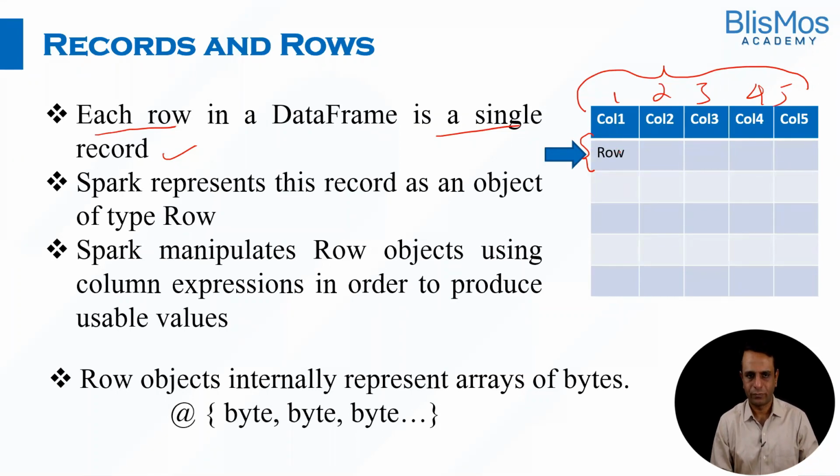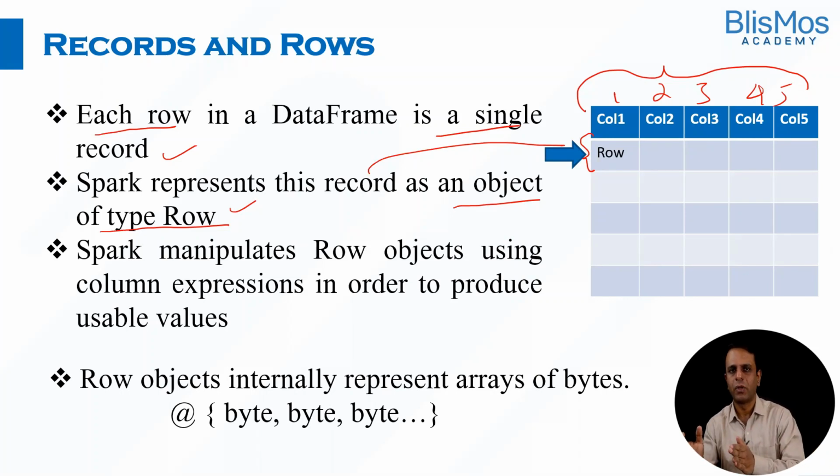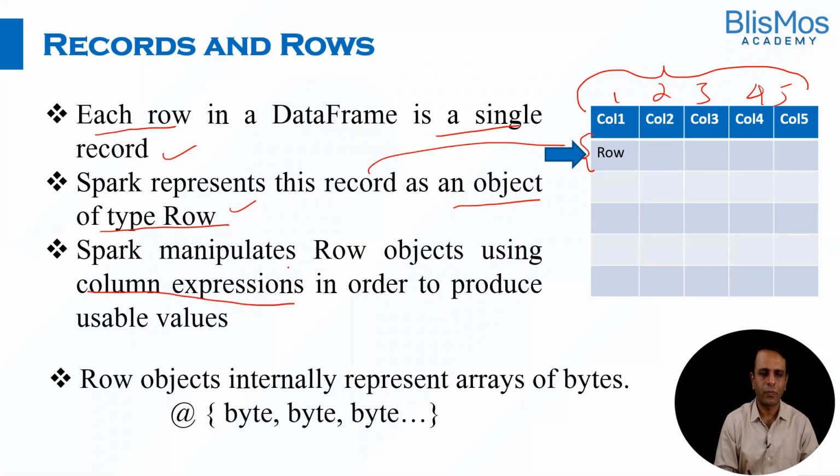A single record is a row, and Spark represents this record as an object of type Row. So Spark manipulates the row object by using the column expressions only. What happens is you have a data frame, and in a data frame you have multiple columns. As we understood in our previous lecture, we cannot have a column without a row, and we cannot have a row without a data frame. Because all of them are interspersed, whenever you want to do any manipulation with a row, you have to use the column expressions. So that is important.